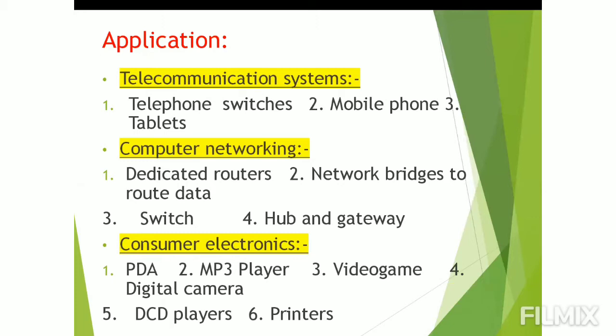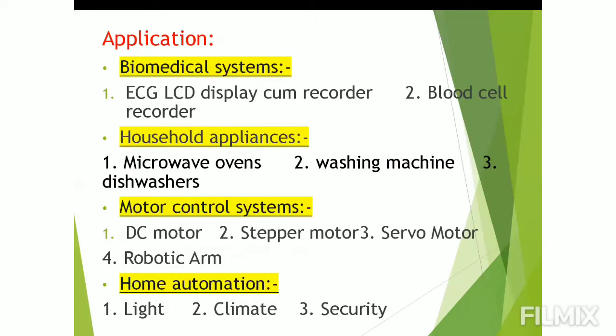The next application is in consumer electronics. We can use embedded systems in various consumer electronics appliances. For example, MP3 players, video games, digital cameras, printers. The next application is in biomedical systems. We can use embedded systems in various biomedical systems. For example, blood cell recorder, ECG, LCD display cum recorder. The next application is in household appliances. For example, in microwave ovens, washing machines, dishwashers, we can use embedded systems.